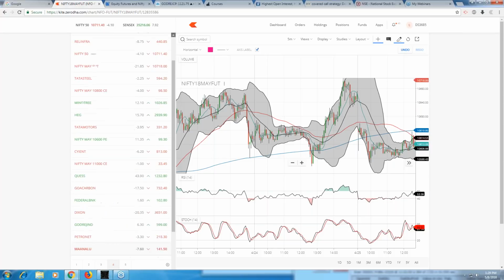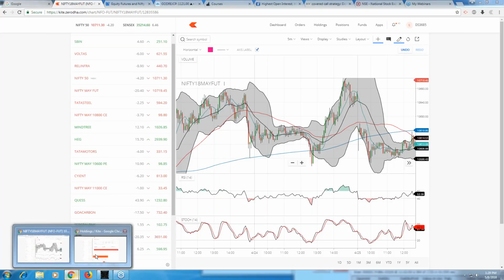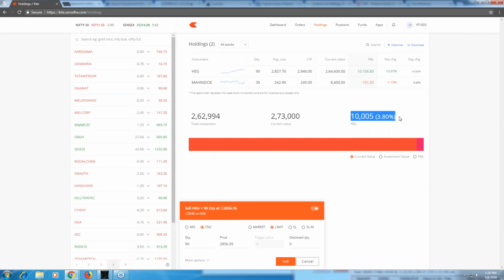So in my other account, as I was telling you, I still have HEG. Now my profit in that is 10,000. This I created about a couple of weeks back. I've bought HEG 90 stocks. I keep trading in HEG because this gives me pretty good profit. So today, the profit is about 10,000 rupees.